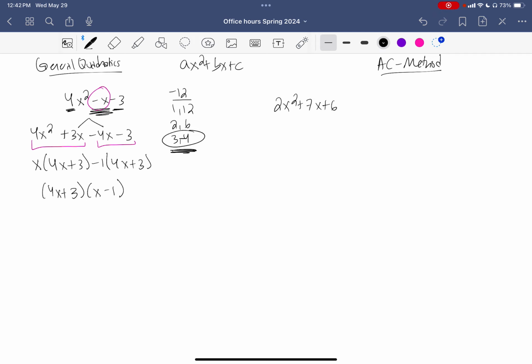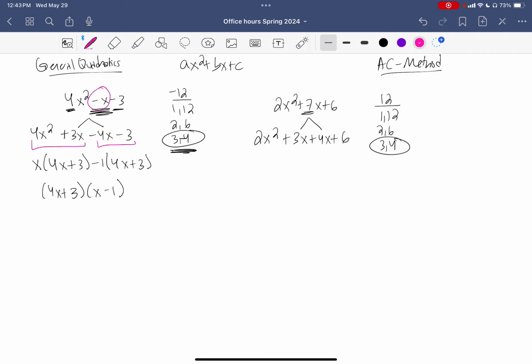All right, next example. This time, to do AC, I take 2 times 6, and it gives me positive 12 this time. I want them to add to positive 7, so it is again the 3 and the 4, only this time both are positive. So I'm going to break the 7x apart as plus 3x and plus 4x. A commonly asked question is, does it matter which order I wrote the 3 and the 4? The answer is no. Your work will look different for 2 steps, but your answers should be the same.